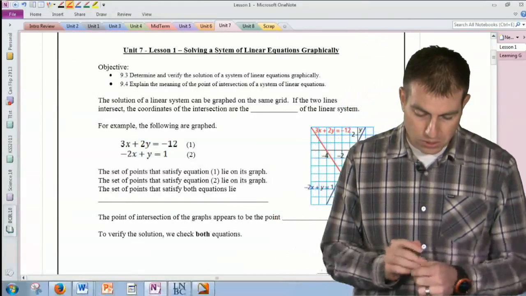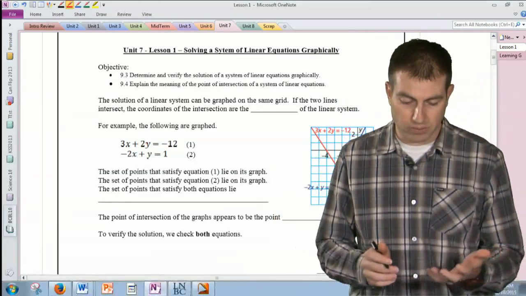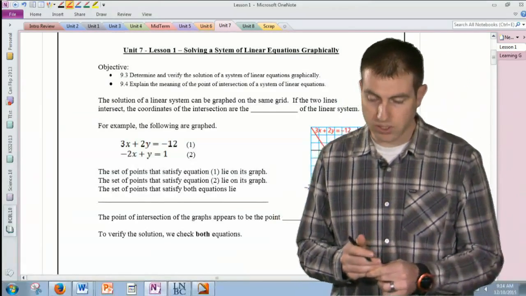The solution of a linear system can be graphed on the same grid. If 2 lines intersect, the coordinates of the intersection are the solution.